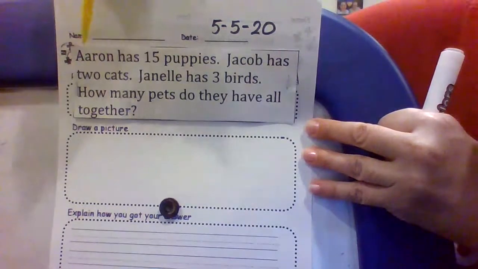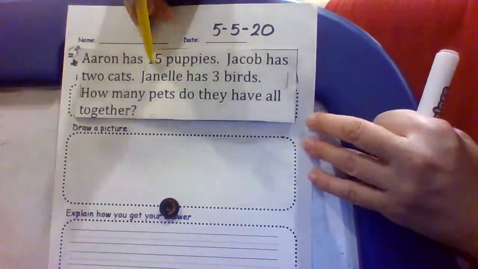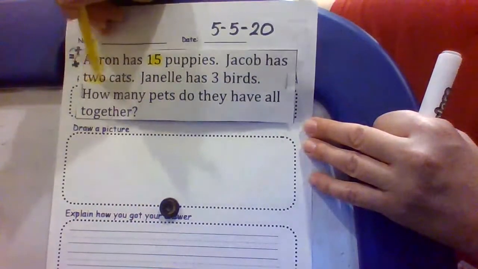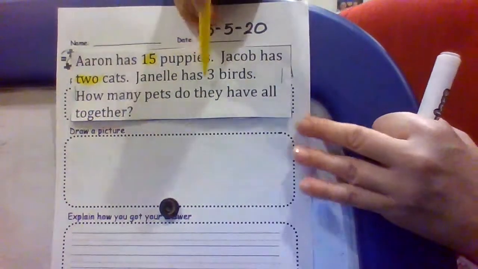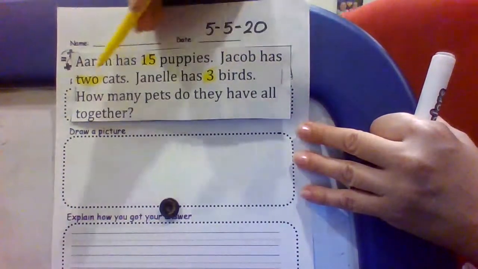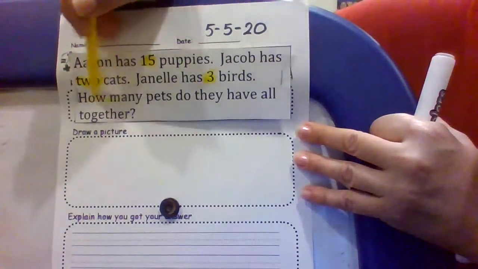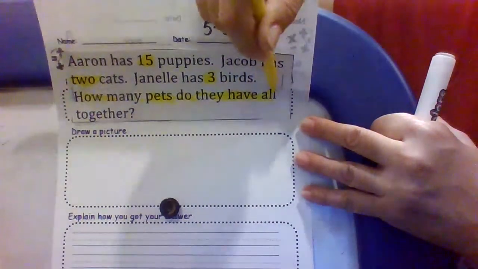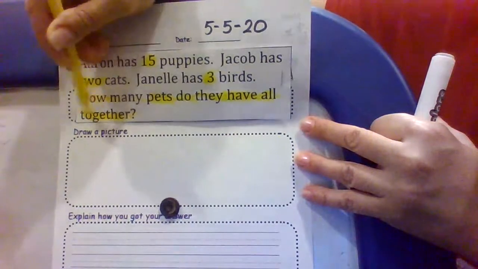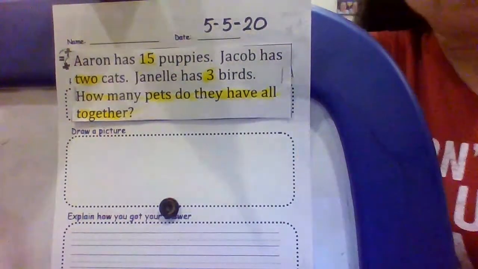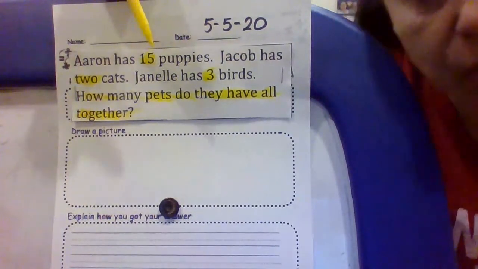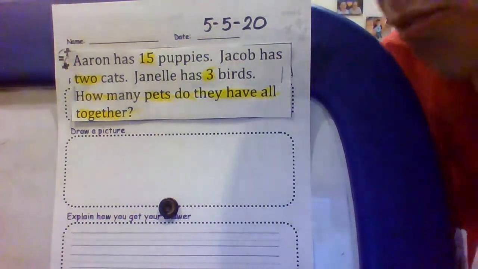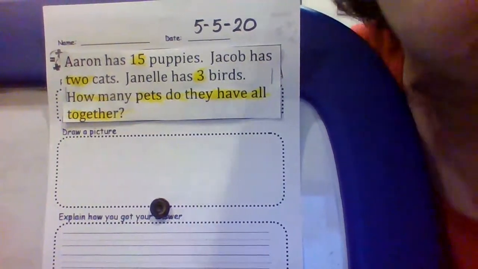Let's take a look. Aaron has 15 puppies. That's important. Jacob has 2 cats. Janelle has 3 birds. Here's my question: How many pets do they have all together? Okay? In order to find that out, I need to take the 15 puppies, the 3 birds, and the 2 cats and join them together. If you recall, when you join together, that is addition.